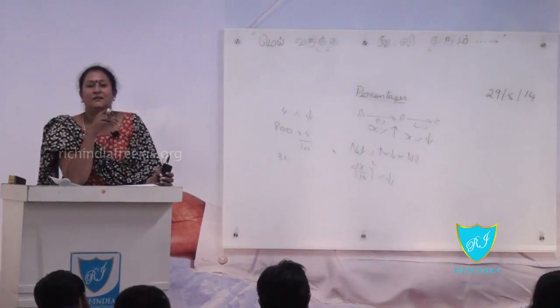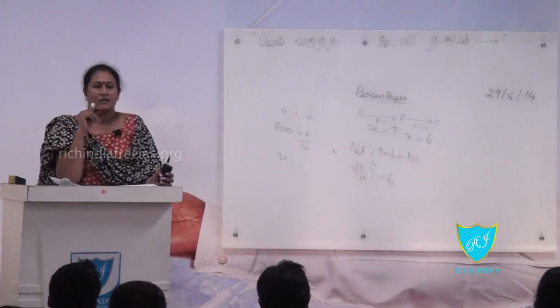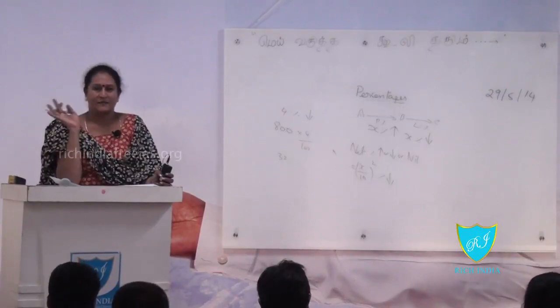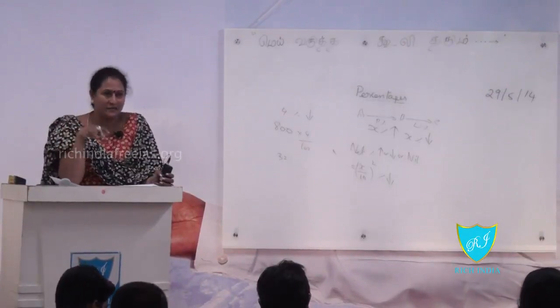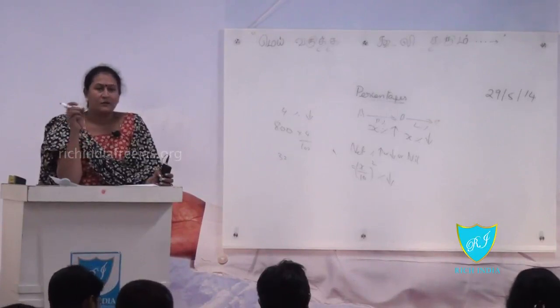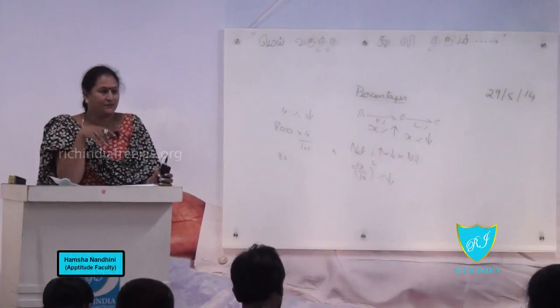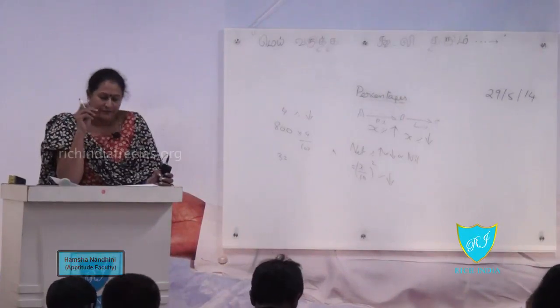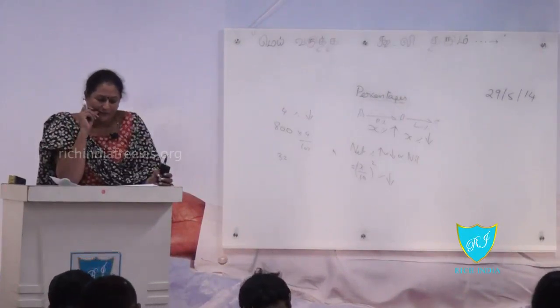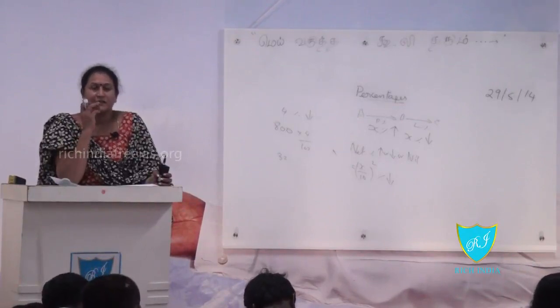And for the 12th question, it is a decrease by 9%. Length increases, breadth decreases by the same percentage, so it will be a decrease in its area by 9%. Okay, same concept. And the 13th question, understood?